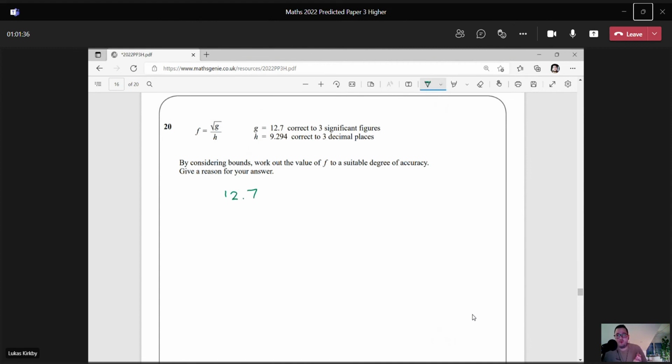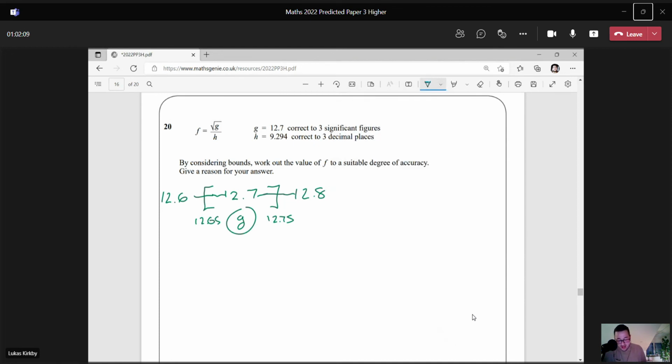So the way we think about what the lowest it could be and the biggest it could be is think about what was before and after it. So to 3 significant figures is 12.7. So previously that would be 12.6 and after that would be 12.8. And then the way we find the bounds is we just think about the halfway points. So this would be 12.65 and this would be 12.75. So this is for G. Okay, so those are our bounds for G, 12.65 and 12.75.